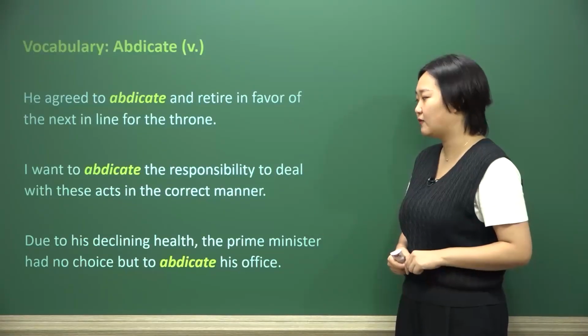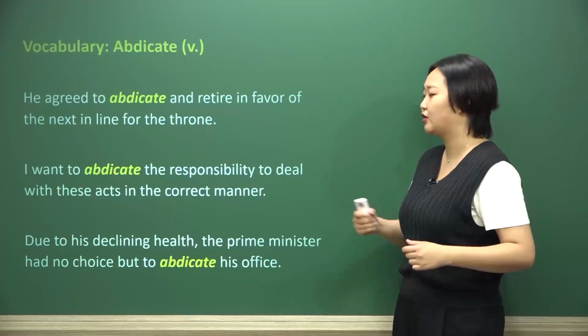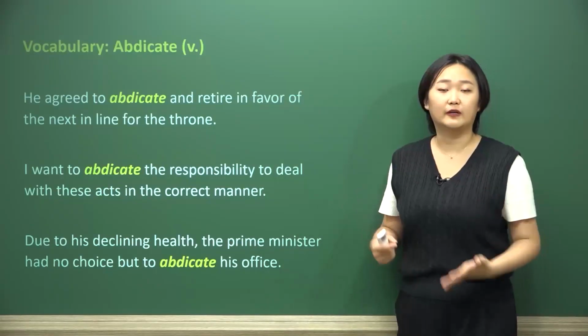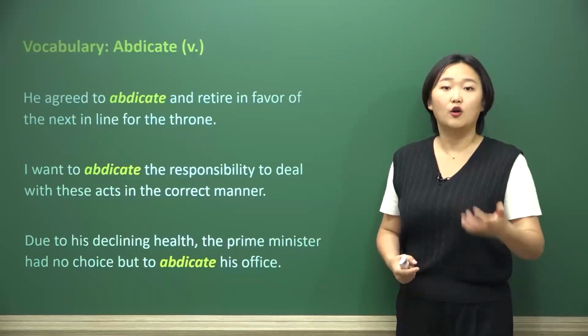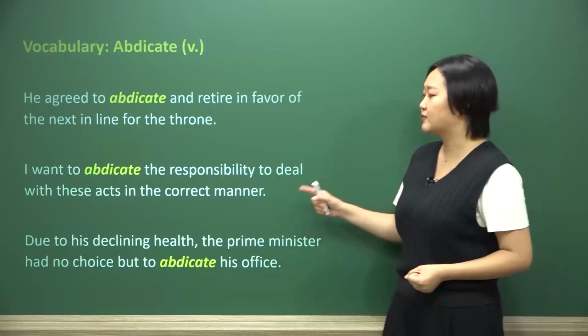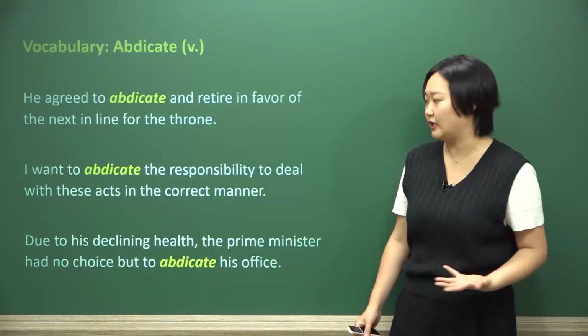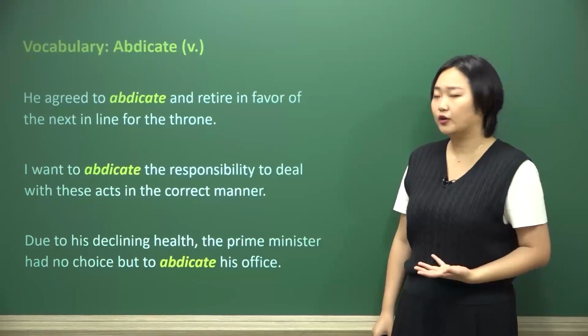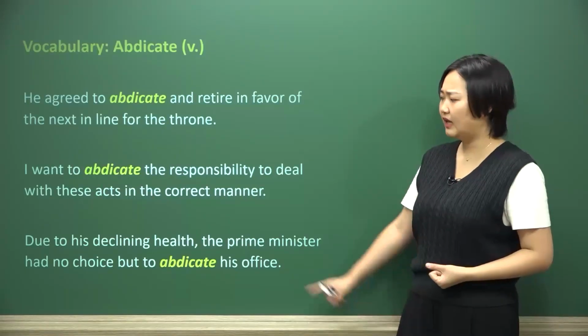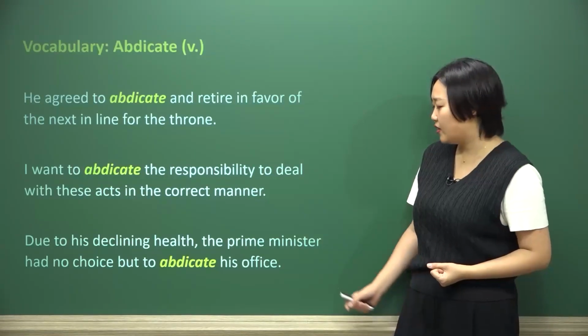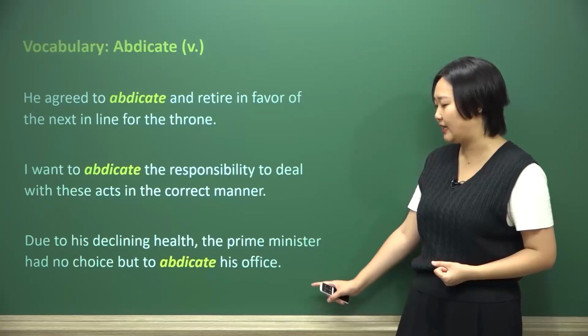I want to abdicate the responsibility to deal with these acts in the correct manner. I want to very formally cast off or relinquish, get rid of these responsibilities that are placed on my shoulders because I don't want to deal with it anymore, because I want to do it in the correct manner instead. And lastly, due to his declining health, the Prime Minister had no choice but to abdicate his office.